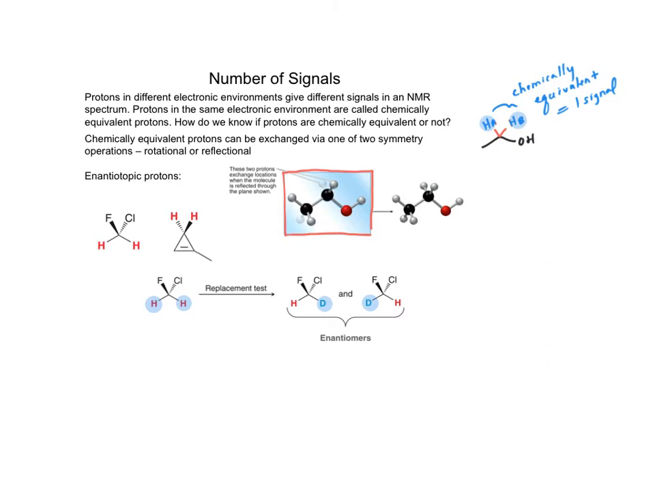Okay, so that's good, right? This one, he didn't have rotational, but he did have reflectional. So again, these protons are chemically equivalent. They will only give rise to one signal. Now, what is the situation where this wouldn't occur? Where you have these two protons that are on the same carbon, and they wouldn't have rotational and they wouldn't have reflectional.